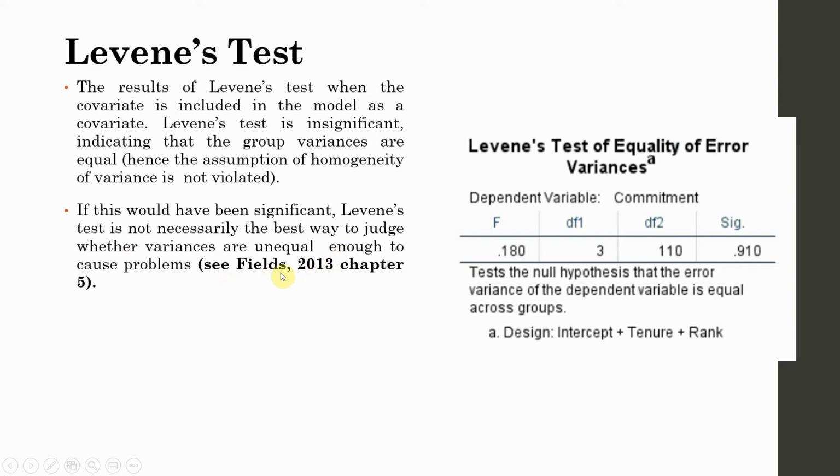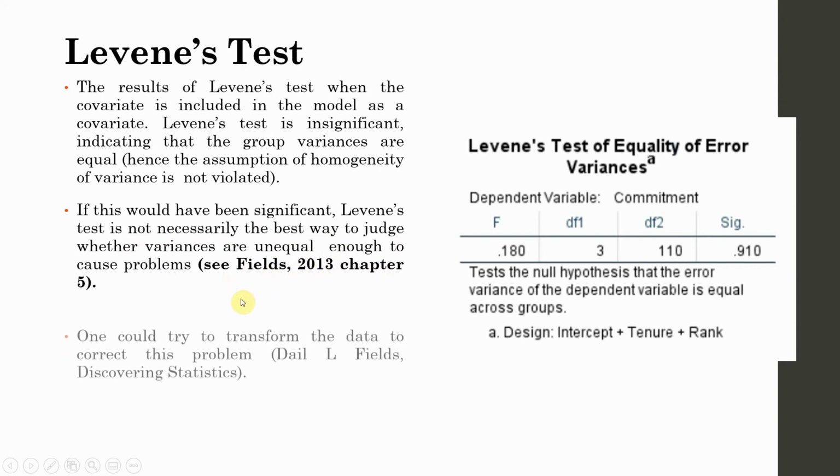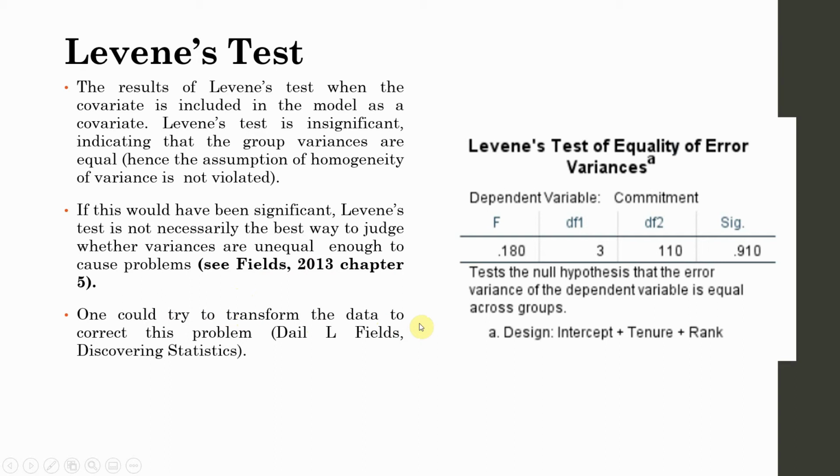For more details, see Field's chapter 5. One could try to transform these values and solve the problem. Now for more, see Andy Field's Discovering Statistics. Now you can standardize the values maybe to solve the problem.